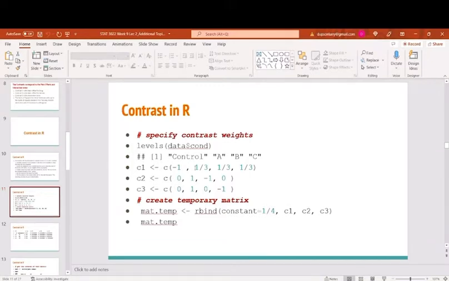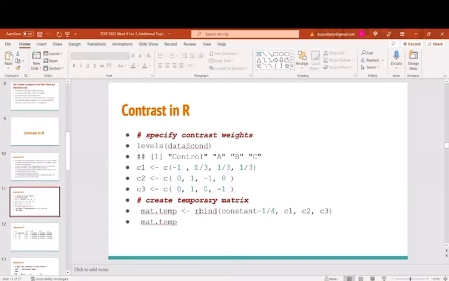Now, contrast 2 says they want to compare A and B. Take a look at this. Initially, you have control, and you have A, B, C. In contrast 1, when you're comparing control with these, it's going to be -1, 1/3, 1/3, 1/3, just like what you have here.